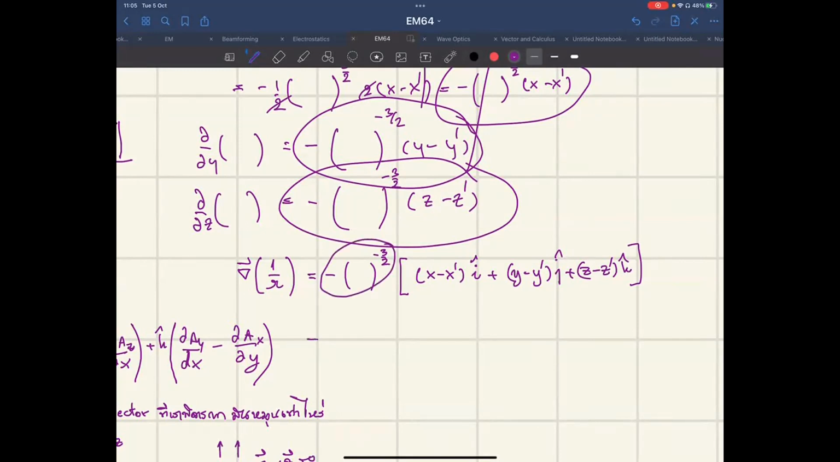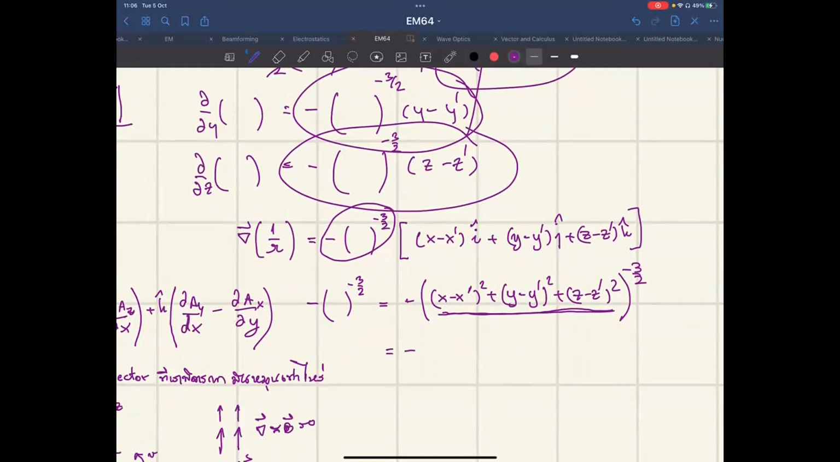All right. And now let's take a look at this term here. We can write it down in full. The full version is minus x minus x prime squared plus y minus y prime squared plus z minus z prime squared, the whole thing to the power of minus 3/2. And we know that this term is basically this term. Okay, we put it back down here.